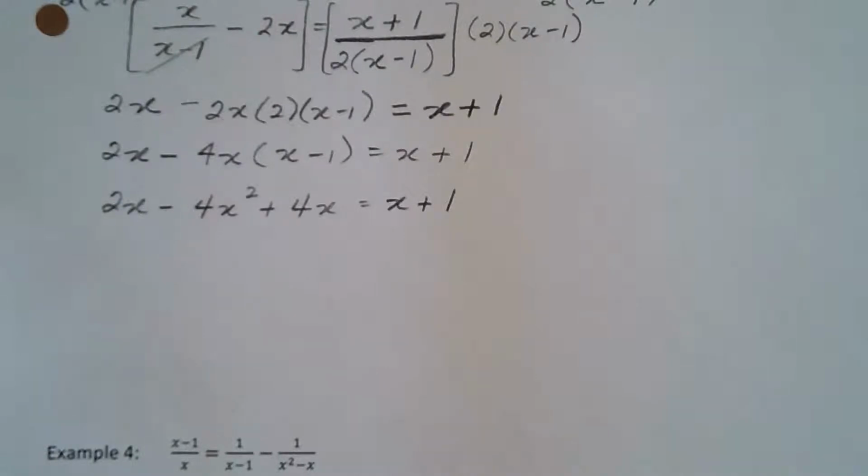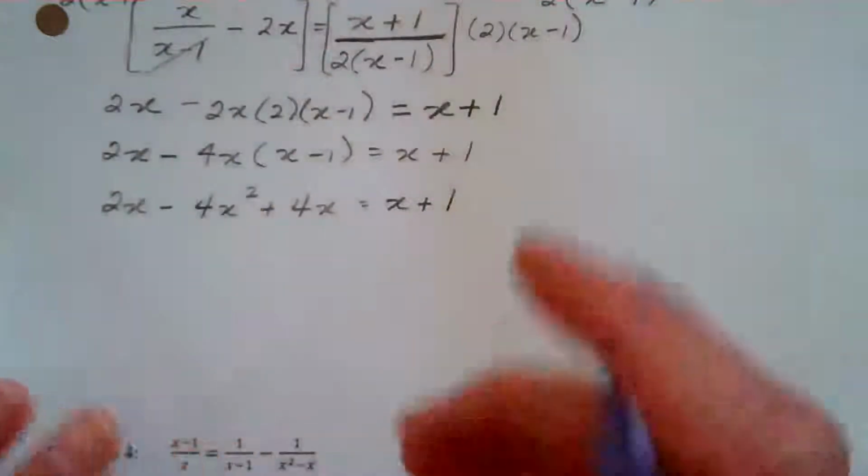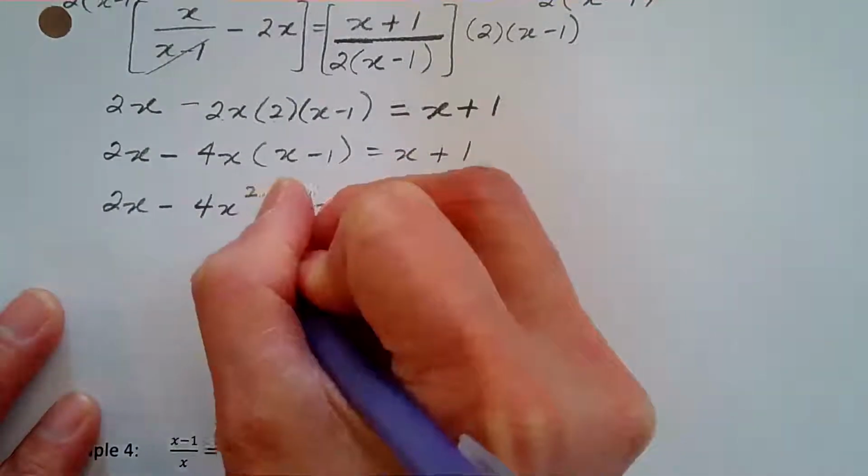Okay, just by scanning this equation, I don't think the x squares are going to cancel out. We're going to end up with a quadratic equation, right? So let's put everything on one side of the equation.